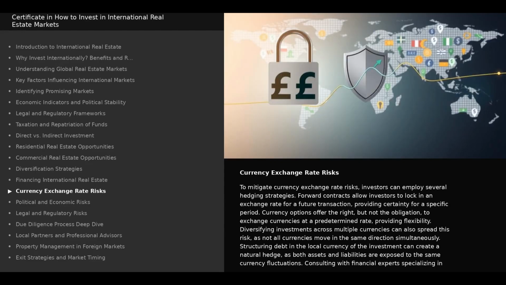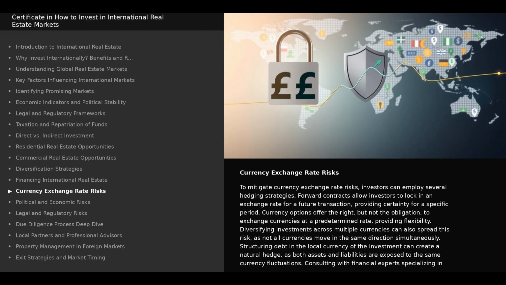To mitigate currency exchange rate risks, investors can employ several hedging strategies. Forward contracts allow investors to lock in an exchange rate for a future transaction, providing certainty for a specific period. Currency options offer the right, but not the obligation, to exchange currencies at a predetermined rate, providing flexibility. Diversifying investments across multiple currencies can also spread this risk, as not all currencies move in the same direction simultaneously.